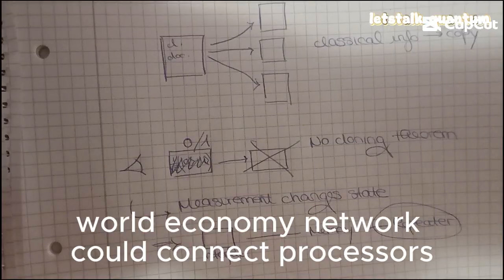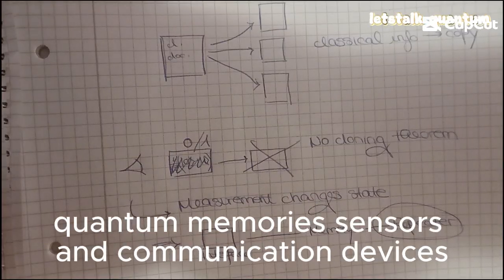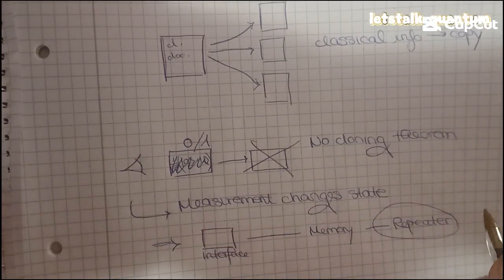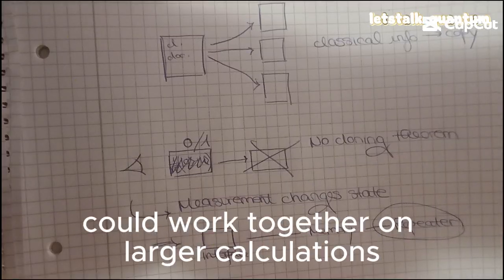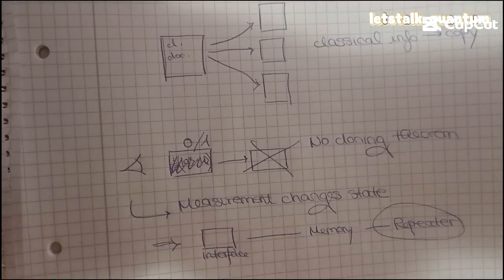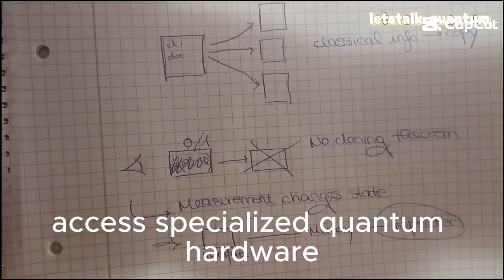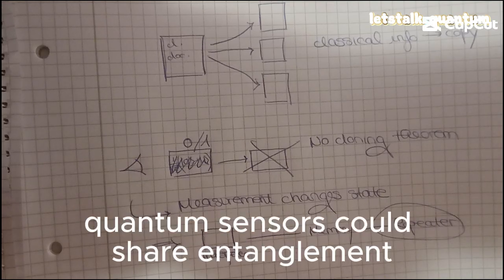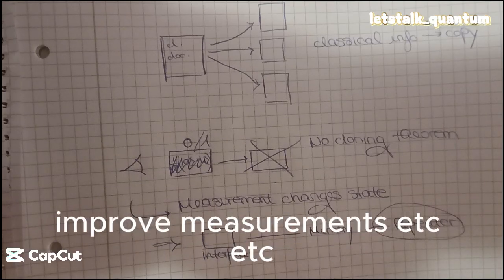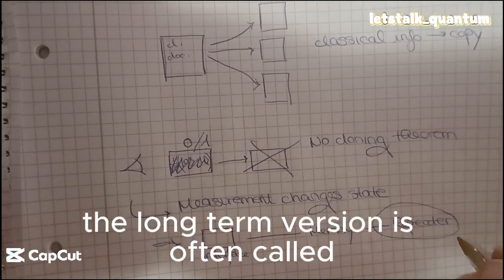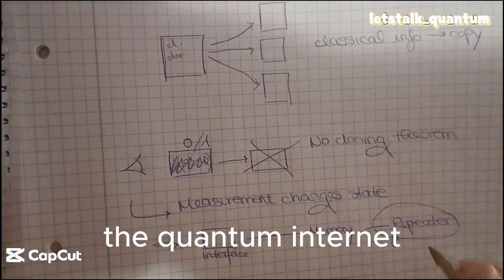A quantum network could connect processors, quantum memory, sensors, and communication devices. Small quantum processors could work together on larger calculations. A user could remotely access specialized quantum hardware. Quantum sensors could share entanglement to improve measurements, etc., etc. The long-term vision is often called the quantum internet.